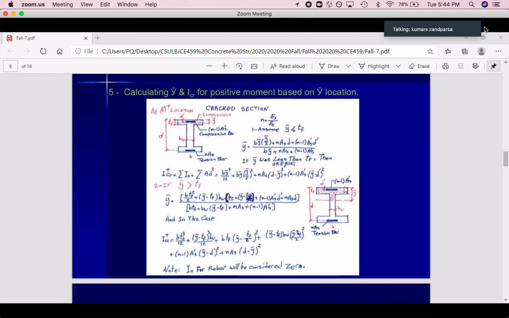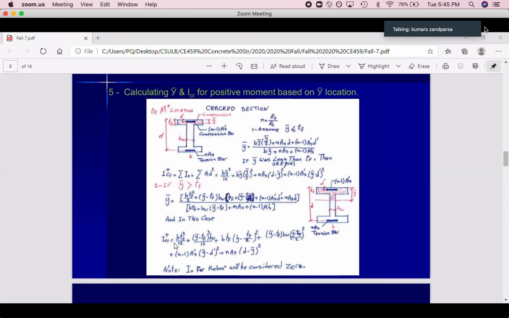Please do it. And then (n minus 1) A prime s, this distance all the way to the top. So this area times distance to the top, (n minus 1) A prime s, d prime. Then area of this, n A s times distance to the top, divided by total area. That's it. For sure, when you calculate this, y bar is greater than TF. If it's not greater than TF, you did something wrong, because you checked it's not inside the TF, and this one should be out of the TF. So you can calculate y bar from one of these two.